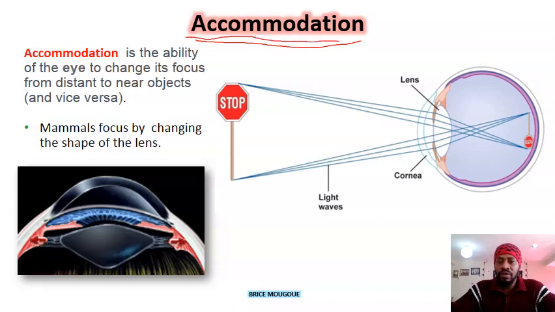I'm sure the first time you heard the word accommodation, you thought maybe they were talking about you moving out and moving to a new flat, or relocating. No, that's not what it means. Accommodation is the ability of the eye to change its focus from distant to near objects and vice versa. It means that your eyes have the ability to see an object clearly when it's near you, and to see clearly an object that is far from you. How the eye does it, we are going to look at just now.